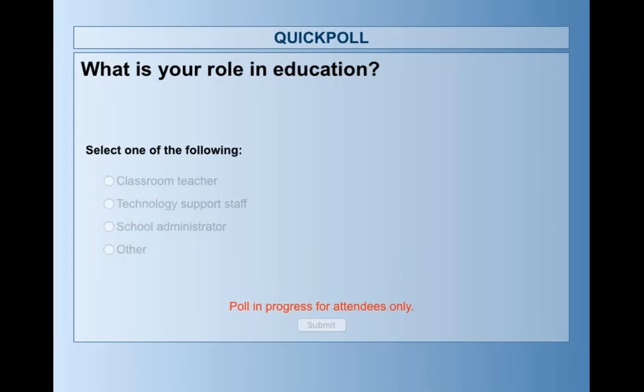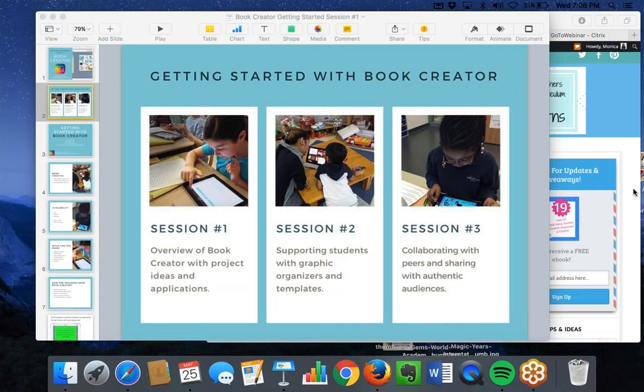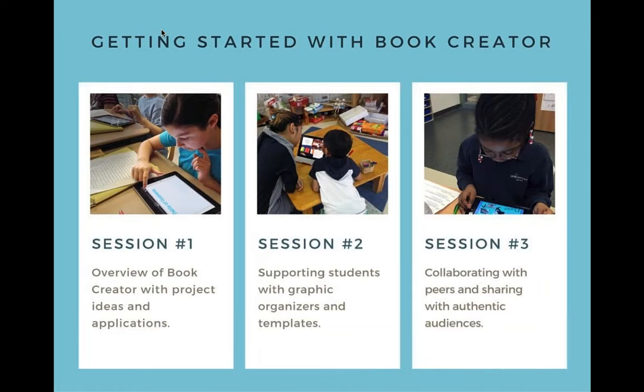Looks like we have about 85% of us voted, creeping up there to 100%. And it looks like we have a pretty good split into thirds there. We have a few more classroom teachers, but a good deal of technology support staff, and then those of us who have other roles in education as well. So we're going to go ahead and I'm going to close this poll and jump back out here into our session together.